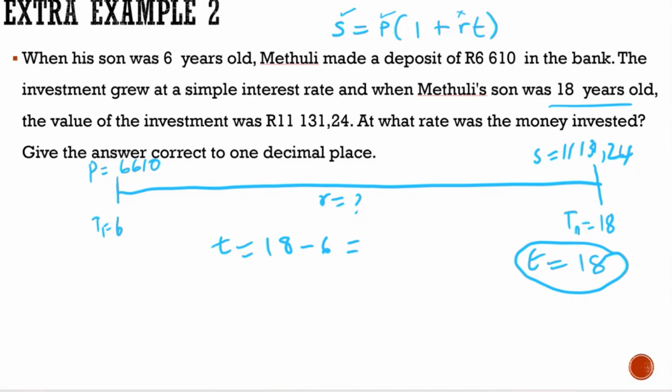Okay, so now the time of your investment is when Methuli's son was 18, but it started when he was 6. We want to get the difference between those two. The difference between those two would give you the length of time that this was invested. So it was 12. So now the investment was 12 years and not 18.